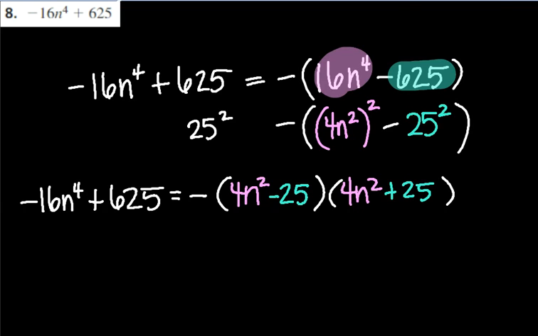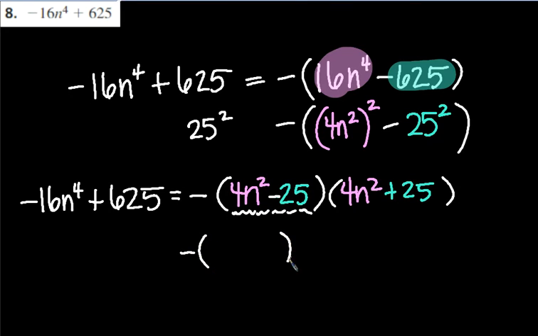Are we done? Is it factored completely? Why not? What do we have here? It's not a perfect square. What special case does that make it? Difference of squares. So we're going to do the same thing we just did, and we're going to take this factor and break it down into its binomial factors because this is a difference of squares again.